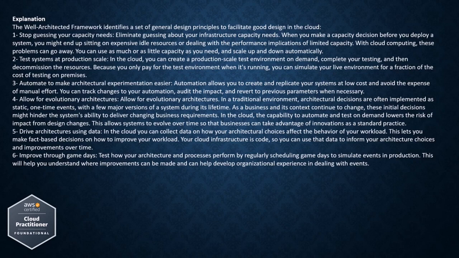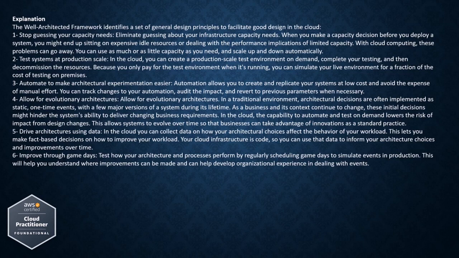2. Test systems at production scale. In the cloud, you can create a production scale test environment on demand, complete your testing, and then decommission the resources. Because you only pay for the test environment when it's running, you can simulate your live environment for a fraction of the cost of testing on premises. 3. Automate to make architectural experimentation easier. Automation allows you to create and replicate your systems at a low cost and avoid the expense of manual effort. You can track changes to your automation, audit the impact, and revert to previous parameters when necessary.